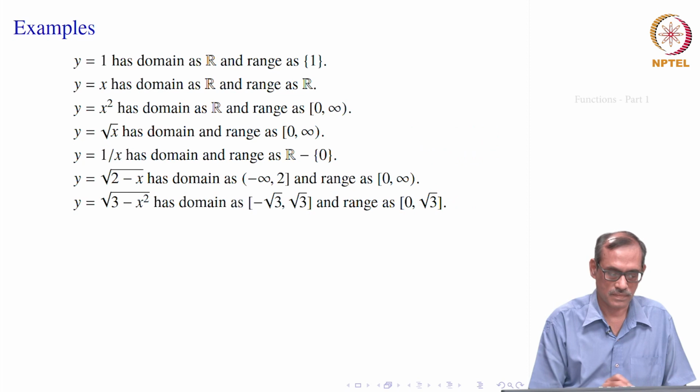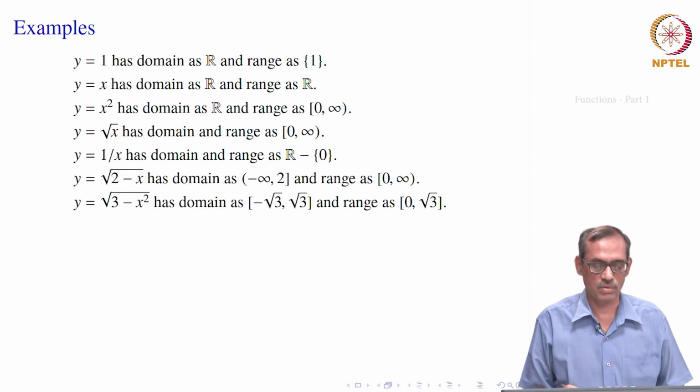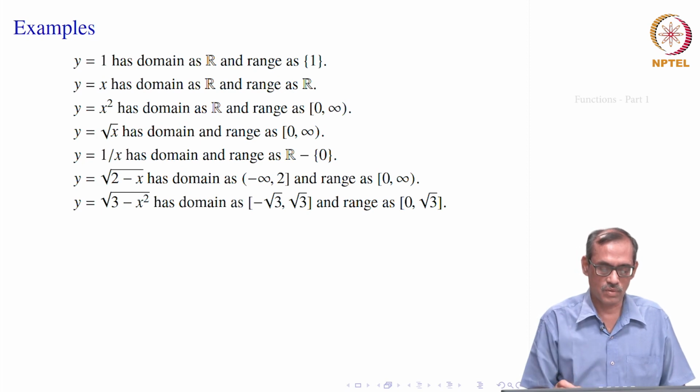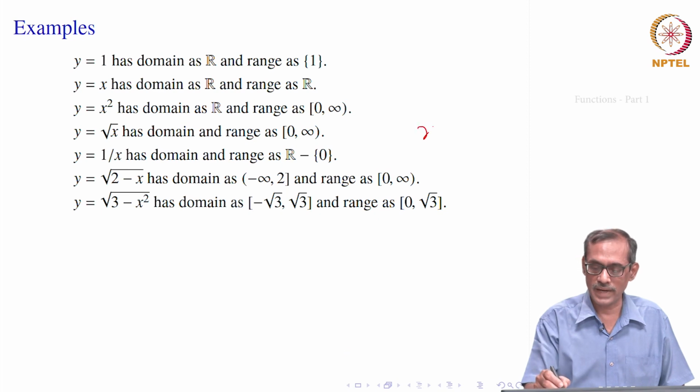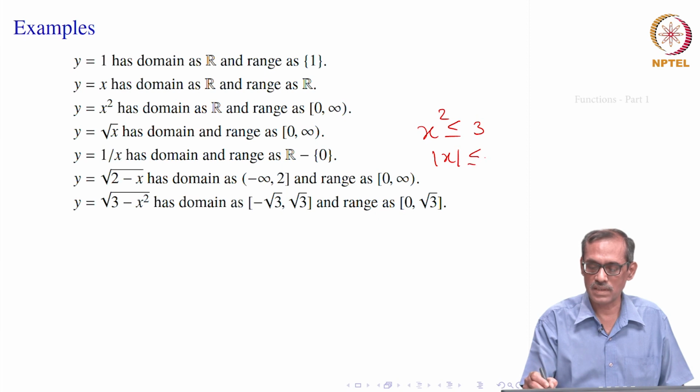Then its domain is minus infinity to 2 closed, and the range is closed 0 to infinity. Similarly, if you consider y equal to square root of 3 minus x square, then its domain will be those numbers for which 3 minus x square is greater than or equal to 0, or x square is less than or equal to 3. When you write x square is less than or equal to 3, this is the same thing as telling mod x is less than or equal to square root of 3, and that we know from mod x minus a less than lambda that the interval should be minus root 3 to root 3, closed interval.